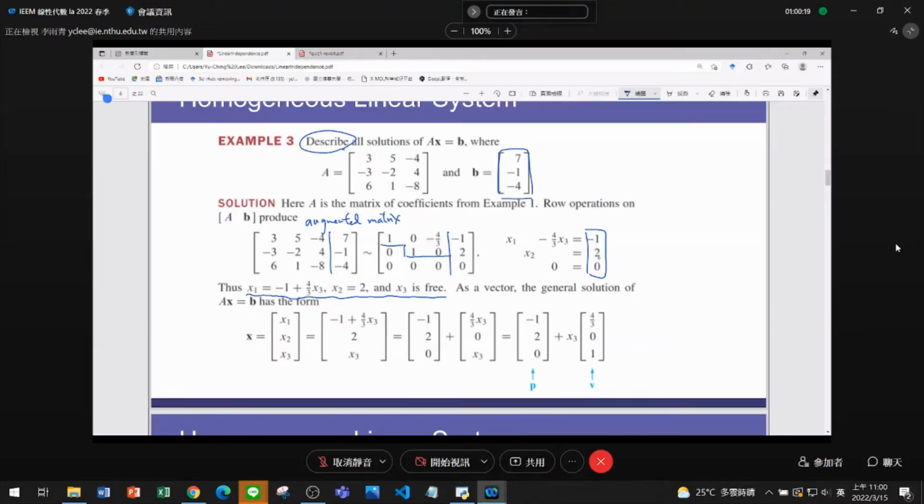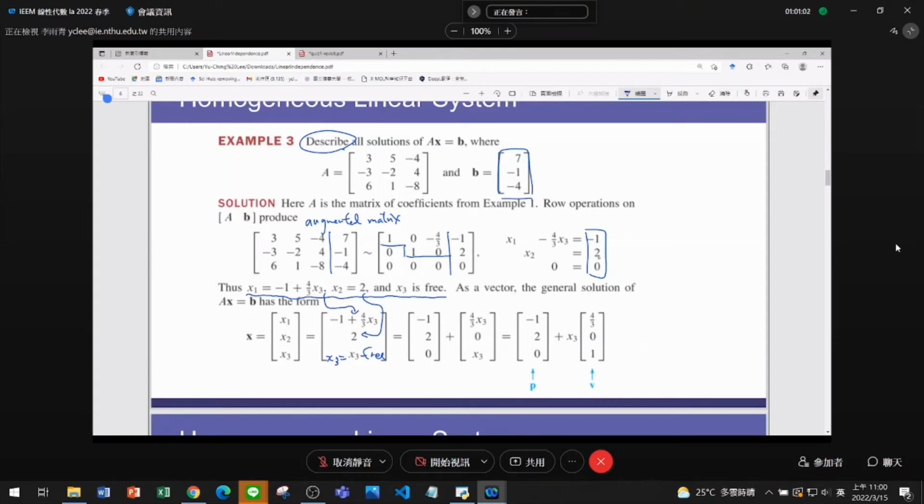I have x1 equals a constant -1 plus 4/3 times x3, and then x2 equals 2. x3 is still a free variable. Then the general solution of AX equals B should have this form. I write x1 equals -1 plus 4/3 times x3, and then x2 equals 2. x3 is a free variable. When it's a free variable, we simply put x3 equals x3.